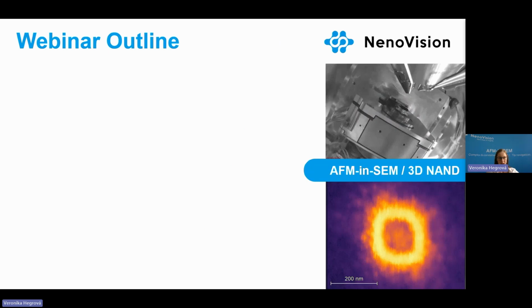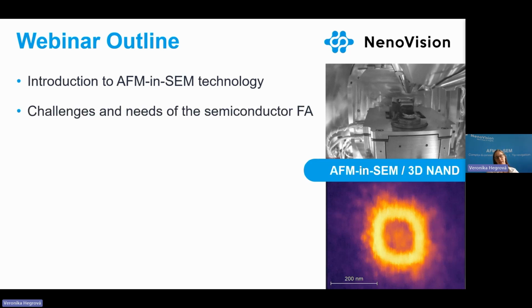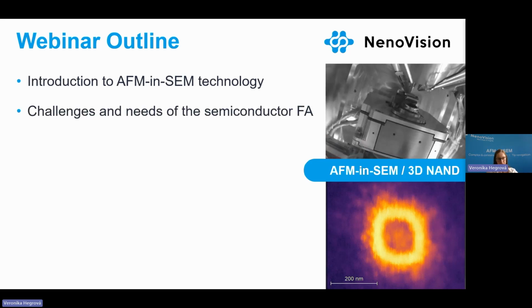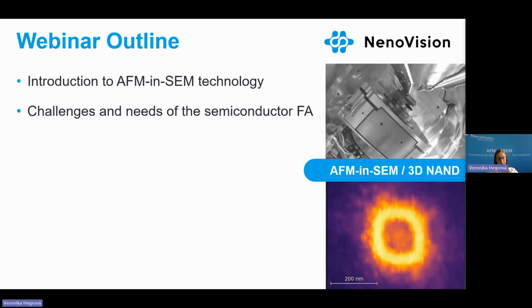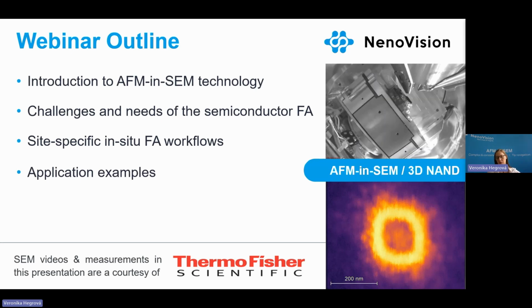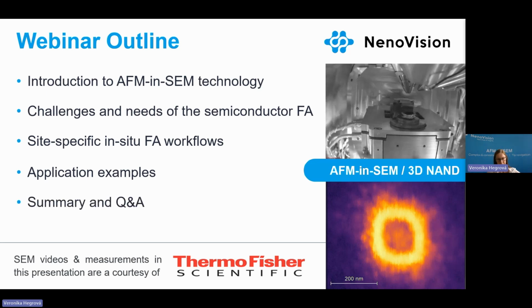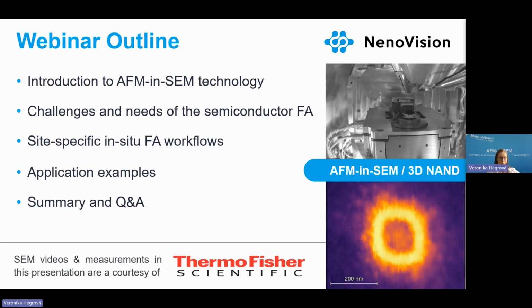So in today's webinar, I'd like to start with the introduction of the AFM-in-SEM technology, what it is, where it can be used. Then I will introduce some of the challenges and needs in the semiconductor FA. Further, we will go through the site-specific in-situ failure analysis workflows we're doing, and we will show it on the application examples. So you see where to use it. At the end, there's going to be a summary and Q&A section where we will answer some of the questions that you might have during this webinar.